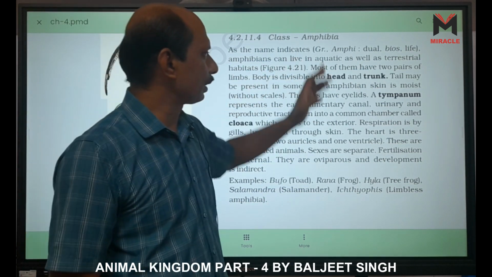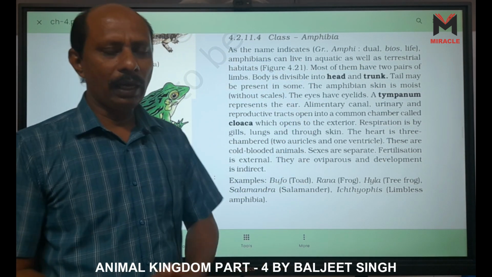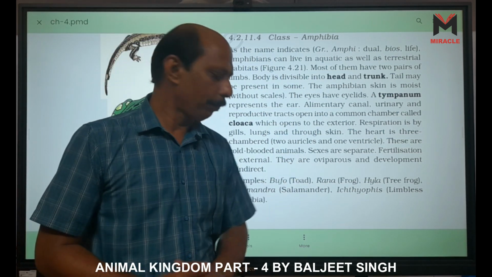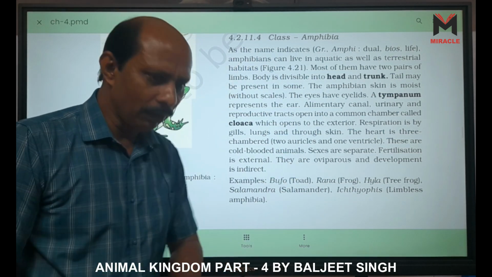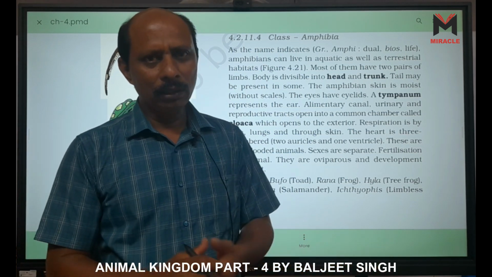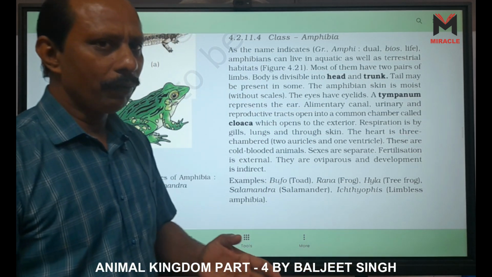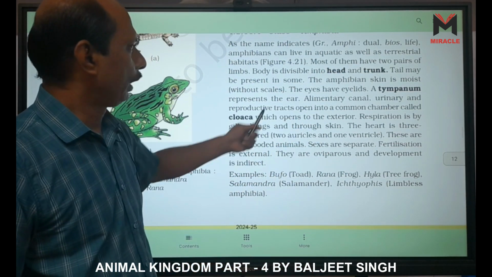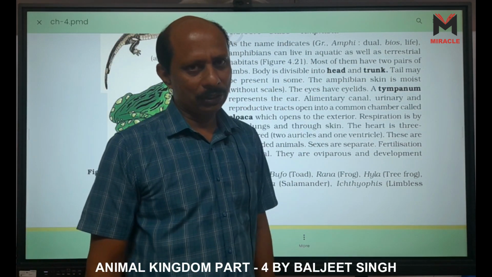As the name indicates, here amphi means what? Amphi means dual, and bios means life. That means they have dual life. Dual life means they can live an aquatic life as well as a terrestrial life. So they can live in both. That means the mode of life is aquatic as well as terrestrial.